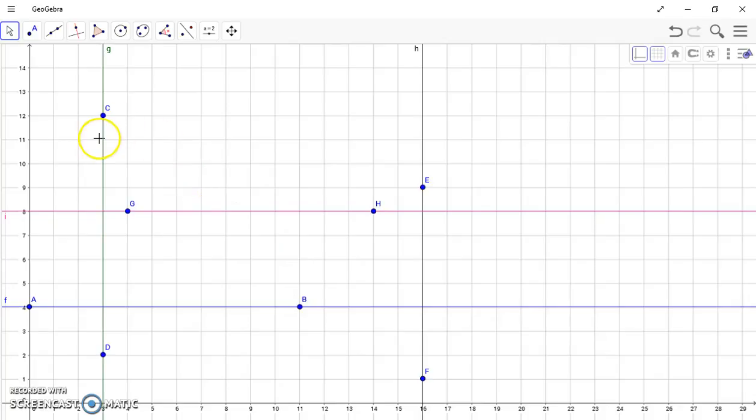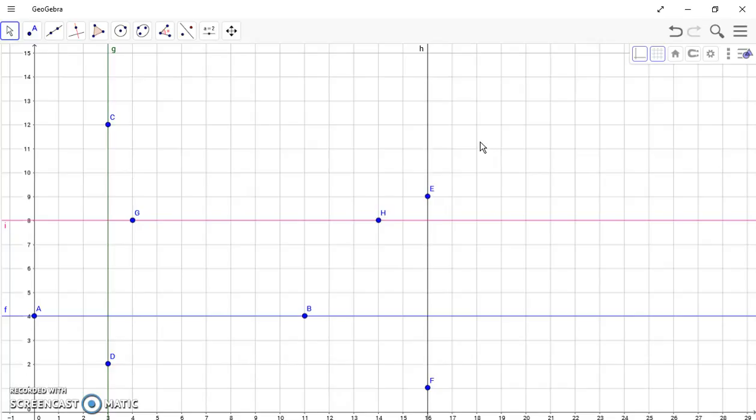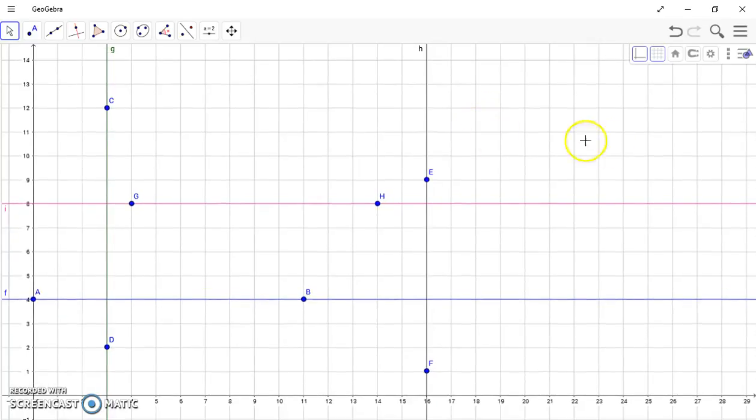And we also have vertical lines. Now a vertical line is going to be one that goes straight up and down. Examples of that would be this green line here and this black line here. Okay, so to figure out what the equation is for either one of these lines, what we can do is take a look at what our coordinates are.